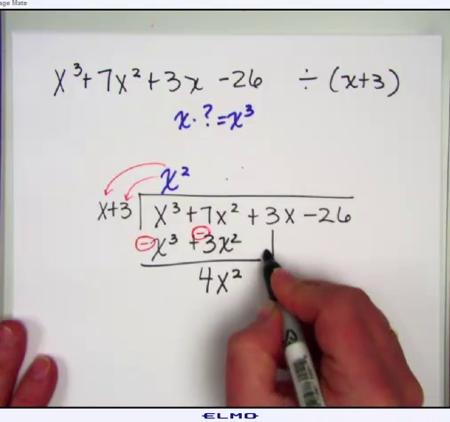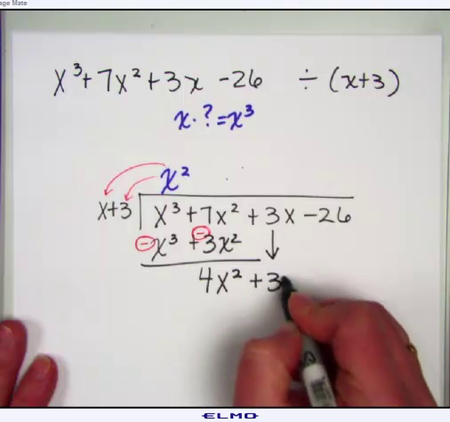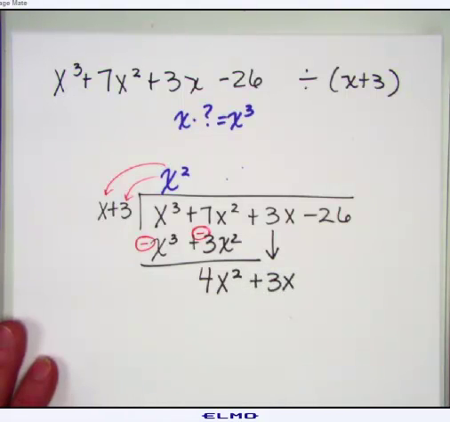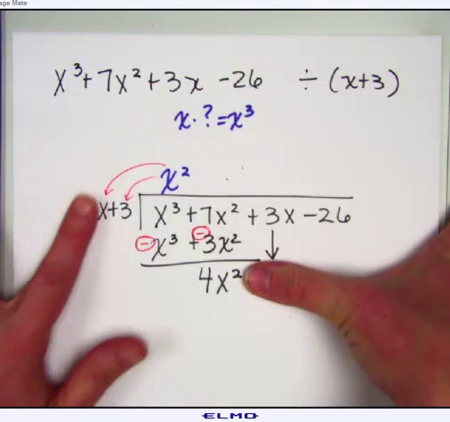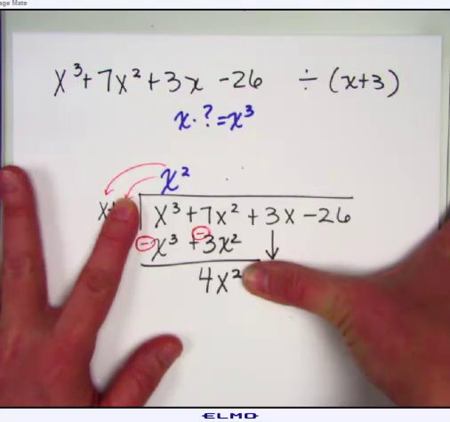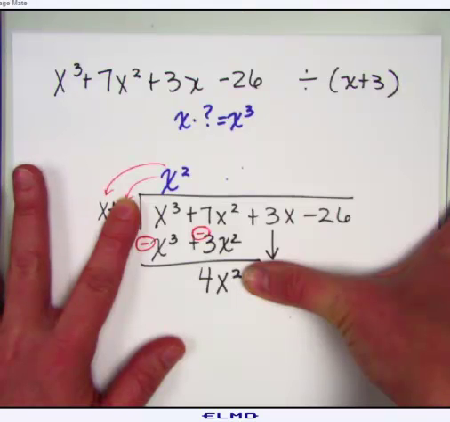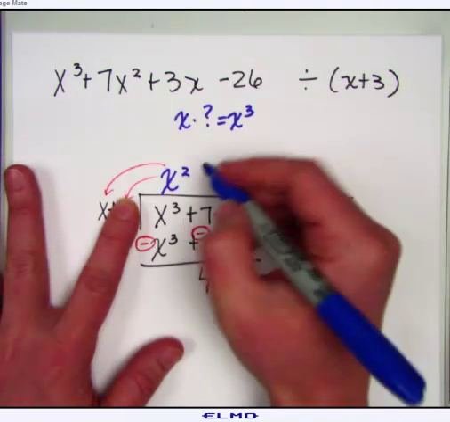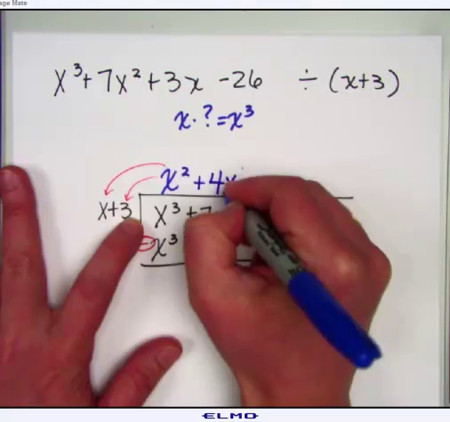And now I just bring down my next term, which is the 3x, and I start the process all over again. Forget about everything but your two first terms, and ask yourself again, what times x is going to give me a 4x squared? Well, I have one x here, I need the 4, and I need another x. So this is going to be a 4x.